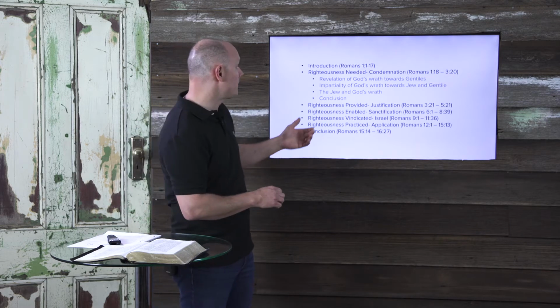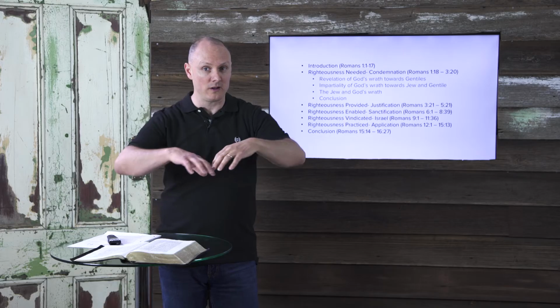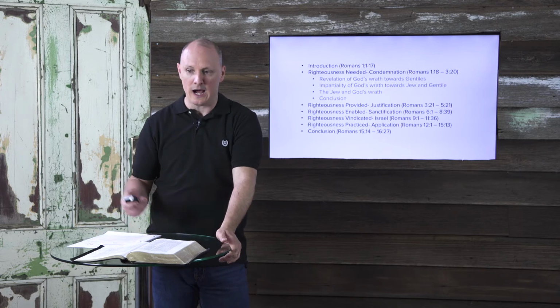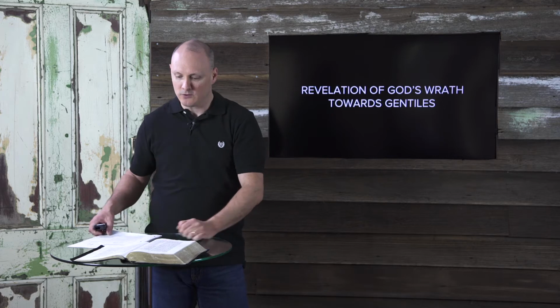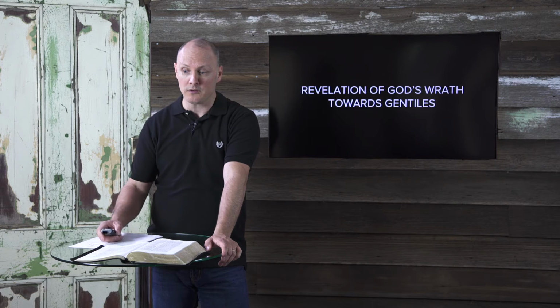And so he's going to break this down. He's going to look at God's wrath towards Gentiles or the nations. He's going to show about the impartiality of God's wrath towards Jew and Gentile. He's going to specifically focus on the Jew and God's wrath. And then he's going to give a conclusion section that deals with all of humanity to seal the deal. And so that's where we're going to be going, not only in this tutorial, but also in the ones that follow. Well, starting with Romans 1:18 through 32, we get the revelation of God's wrath towards Gentiles.